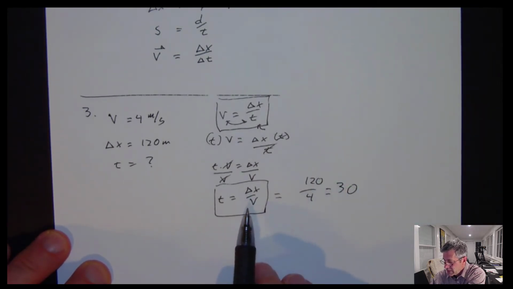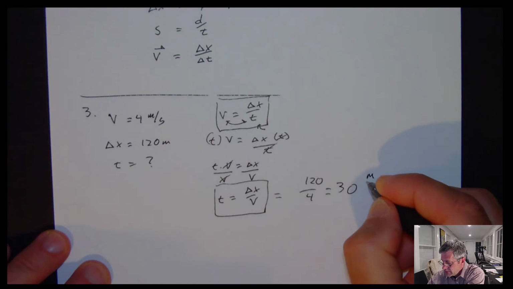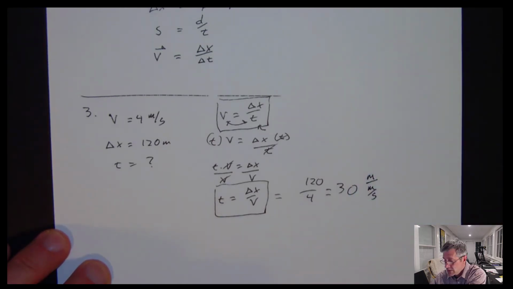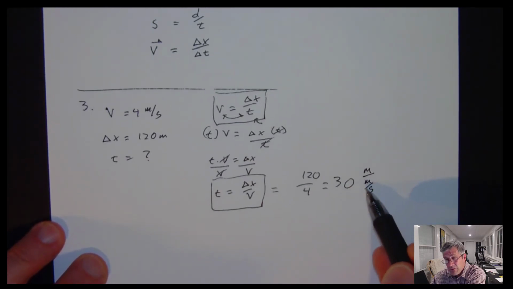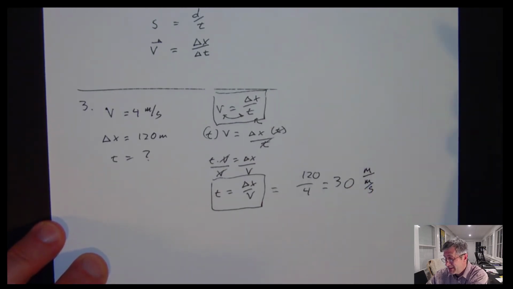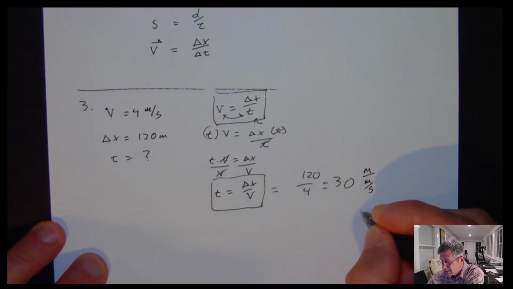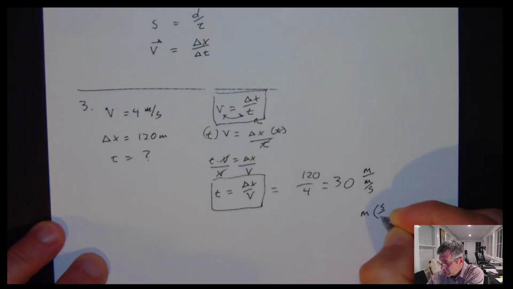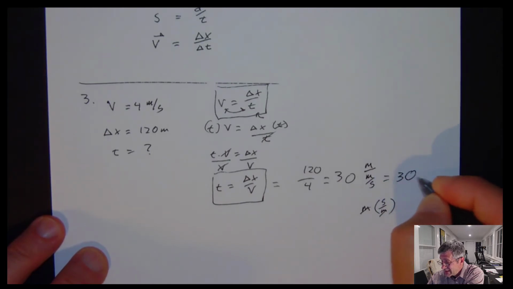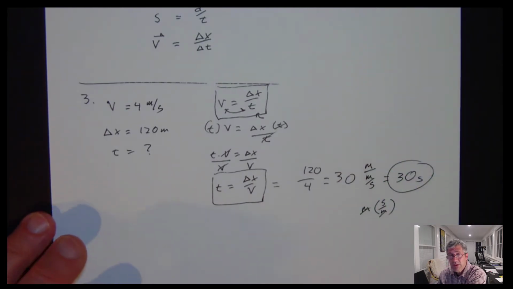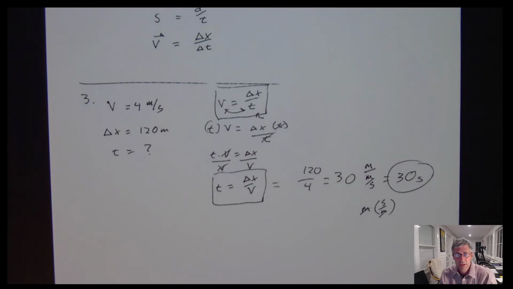And I'm going to think about this. I'm going to have meters divided by meters per second, right? These are my units. You may recall that if I divide by a fraction, that's the same as multiplying by the inverse, right? So for my units, it's the same as multiplying meters times seconds per meter, and I'm left with seconds. So the answer is 30 seconds. It's time. It's got to be in seconds, and the units will work out.